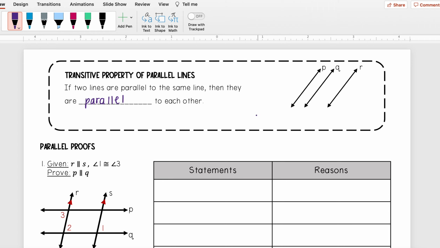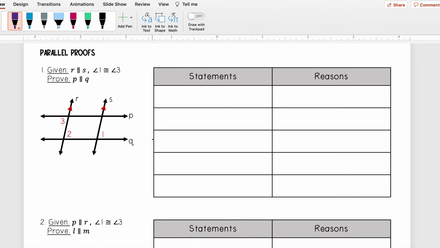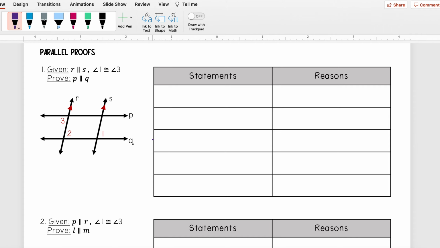So here, let's say if P is parallel to Q and R is parallel to Q, then P is parallel to R. And that is because P and R are both parallel to the same line Q. Okay, now we're going to go into some proofs of proving that two lines are parallel.